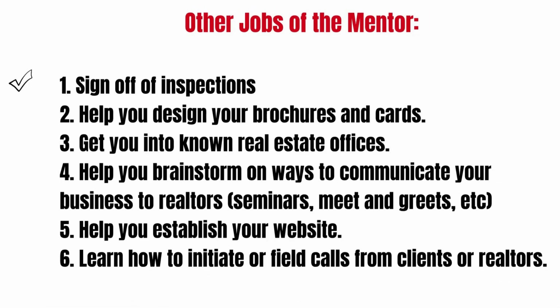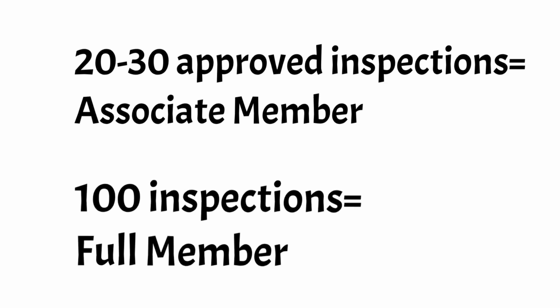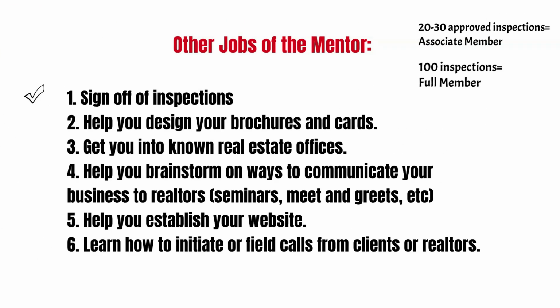If all of these are approved, usually about 20 or 30 inspections, you're then typically certified as an associate member of your trade association. Some states may have more stringent requirements, and you'll have to find out what those are according to where you do business. After about 100 inspections or so, you can then become a full member with your association. And that's something that most realtors want to see to start recommending you to their clients.